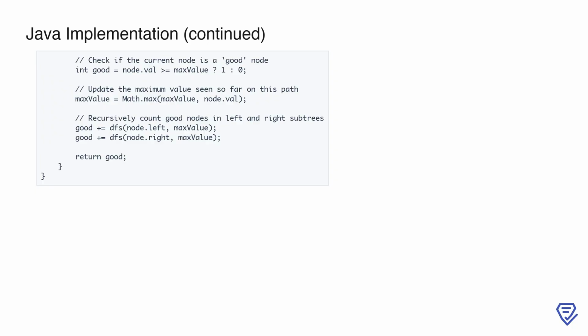We then update the maximum value for the current path using Math.max, comparing the current node's value with the previous maximum. After that, we recursively call DFS for the left and right subtrees, passing the updated maximum value along. The results from these recursive calls are added to the good variable, ensuring we count all good nodes in the left and right subtrees as well. Finally, we return the total count of good nodes for this subtree.